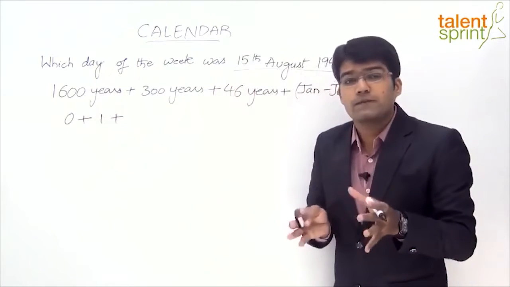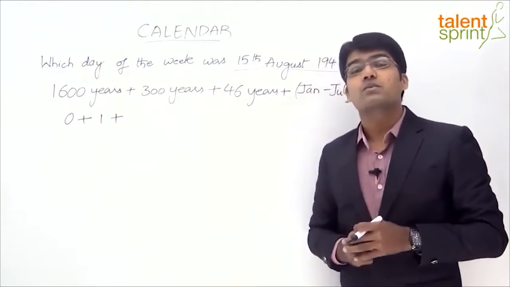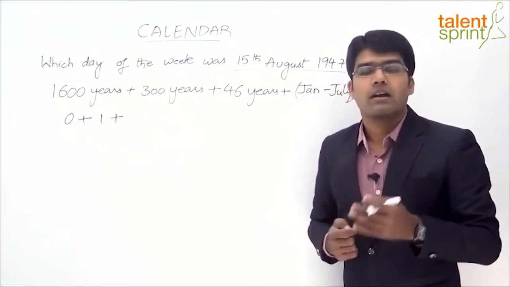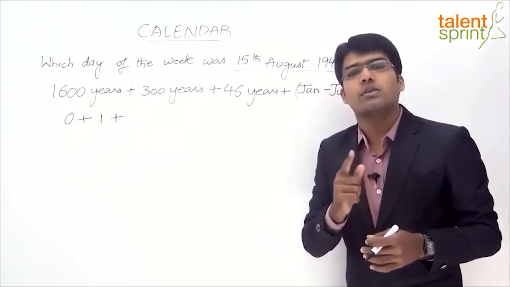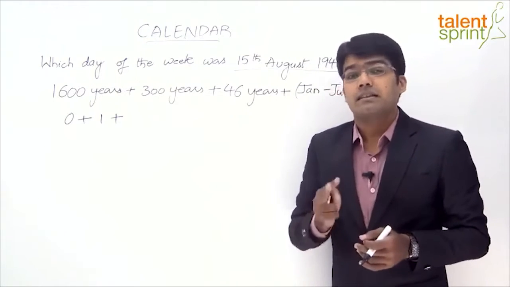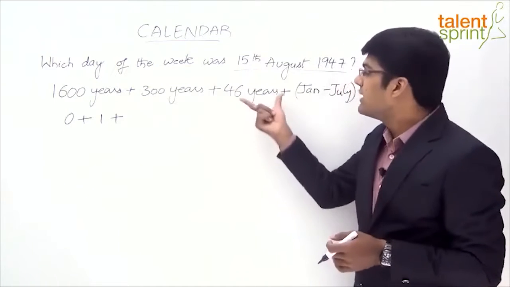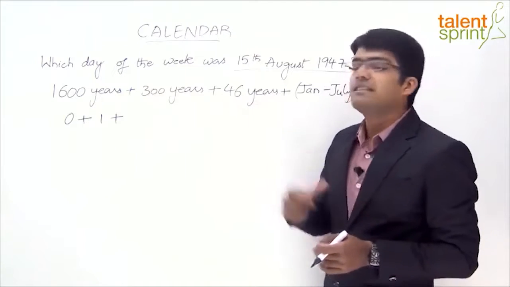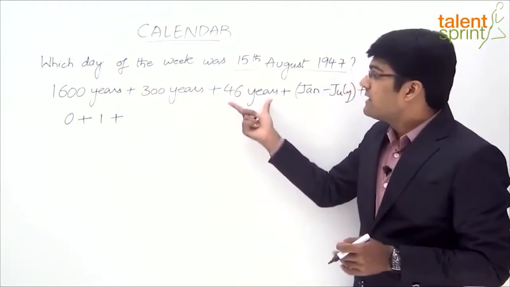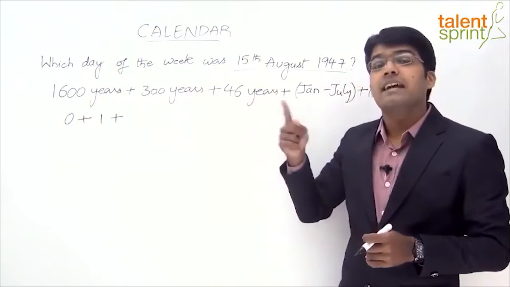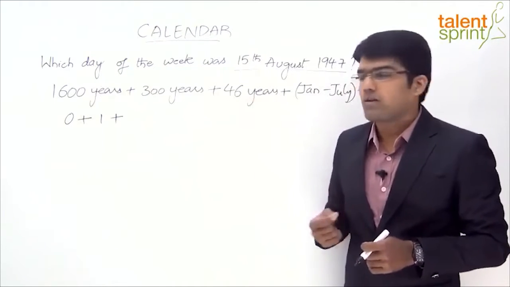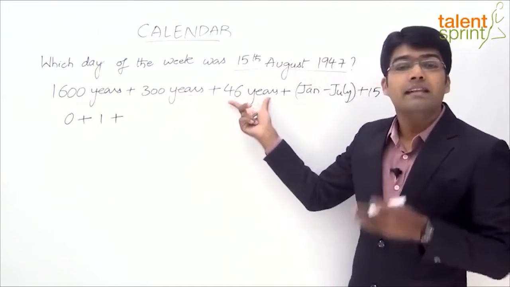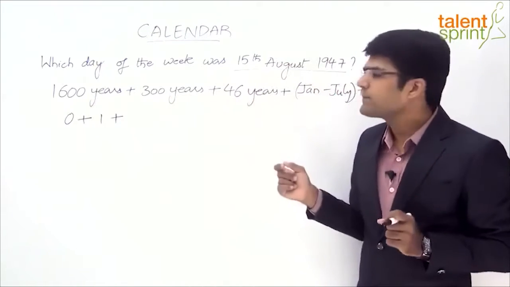When it comes to these 46 years, the number of odd days would depend on the number of ordinary years and leap years. We have understood that in every ordinary year there is only 1 odd day, whereas in a leap year there are 2 odd days. So what we need to do here is find out the number of leap years and ordinary years in these 46 years. If you observe, these 46 years represent 1901 to 1946, right? Already we have finished 1600, then 1601 to 1900. Now comes 1901 to 1946.